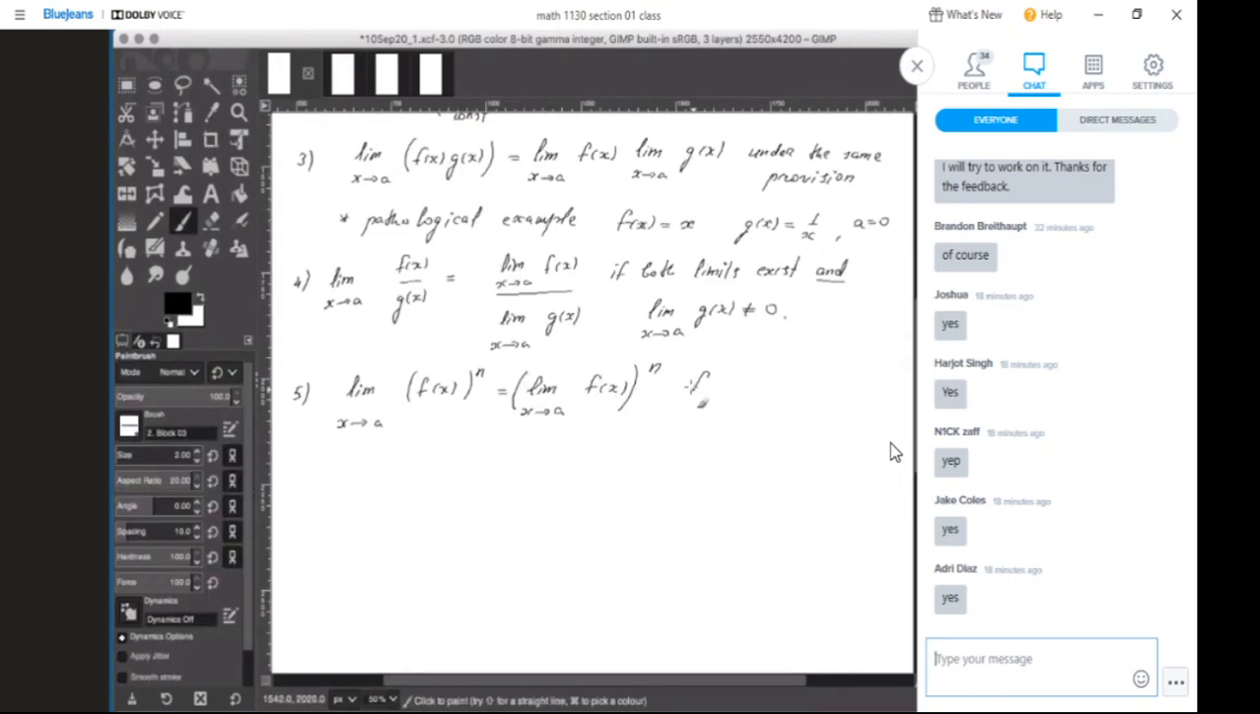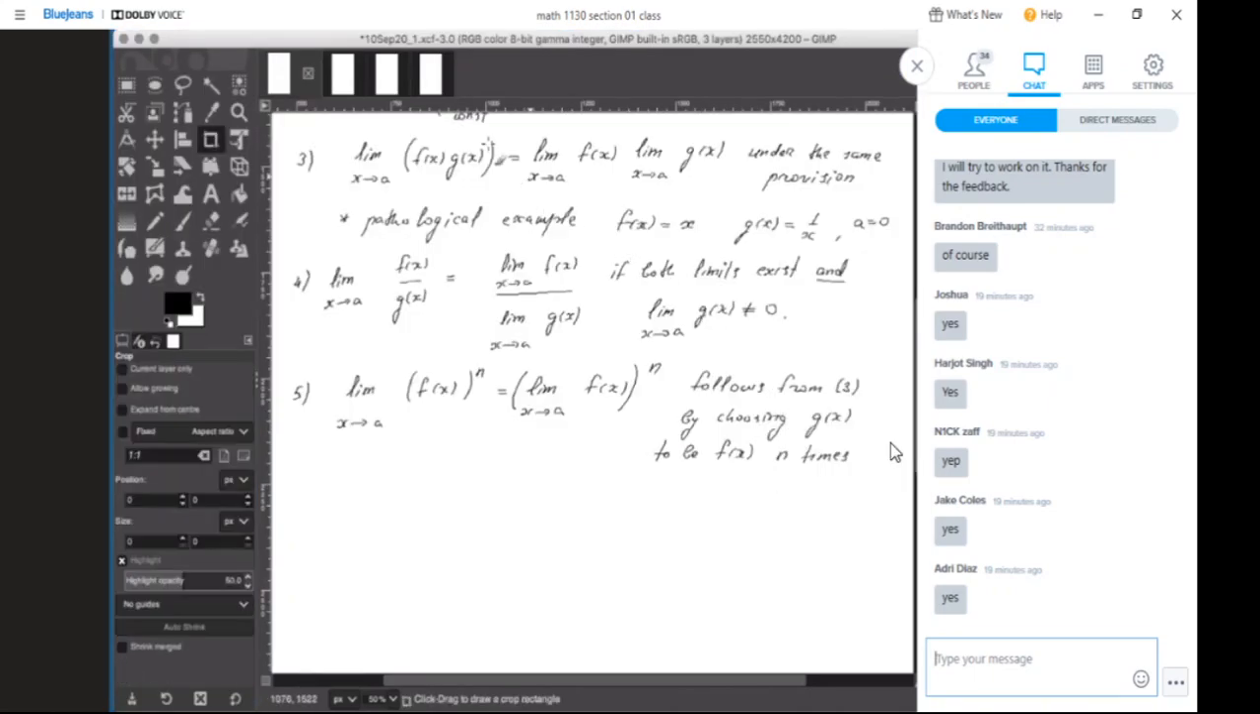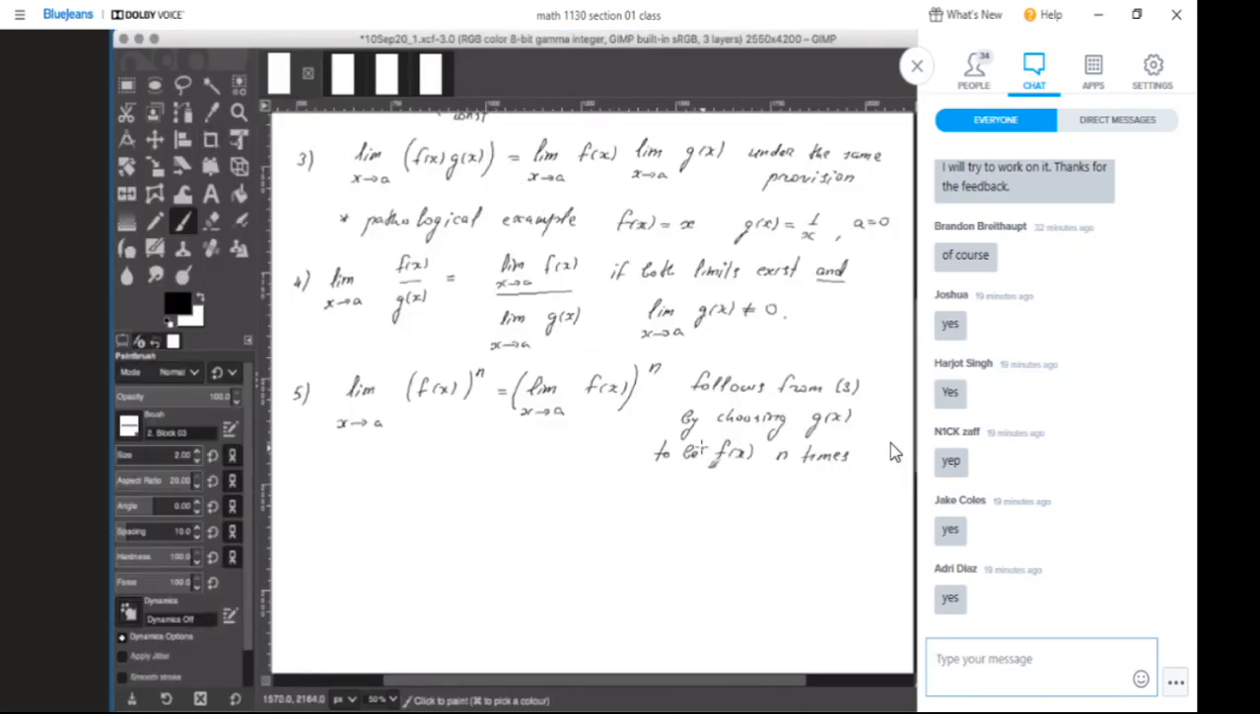So this follows from rule 3 by choosing g of x to be f of x, n times. So the same provisions that were required for the product for number 3 will also be required here.